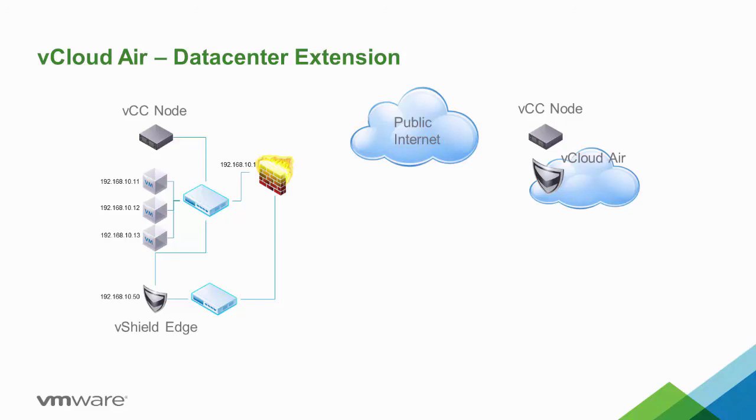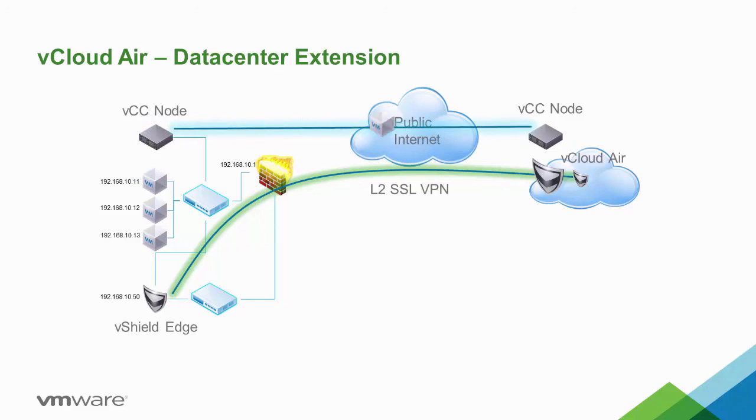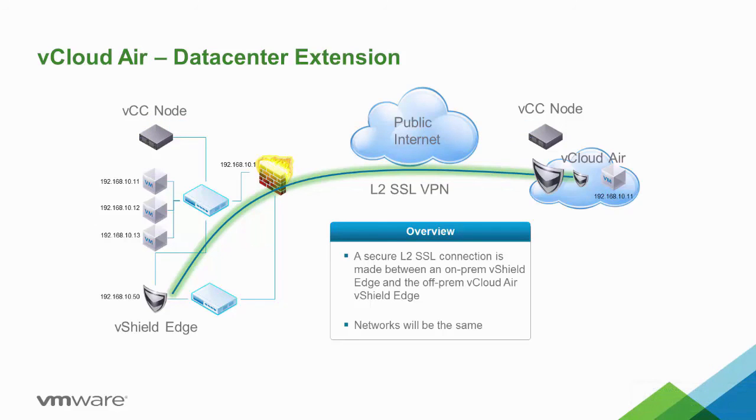We register all the components, and the vCloud connector server will then create a layer 2 SSL VPN tunnel between your on-prem vShield Edge and the vCloud Air vShield Edge. Once that layer 2 tunnel has been created, the vCloud connector node will transfer the VM you wish to place in vCloud Air, and it will retain the same IP address information. So when virtual machines in the 192.168.10 network wish to speak to the VM that's over in vCloud Air with the IP address 192.168.10.11, they will operate as normal. They will ARP for the MAC address. It will go through the layer 2 SSL VPN tunnel, and communication will continue as normal.